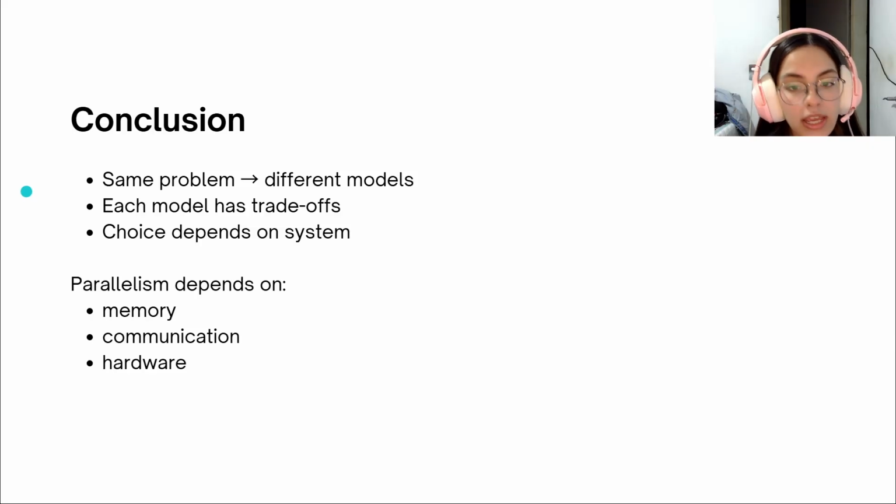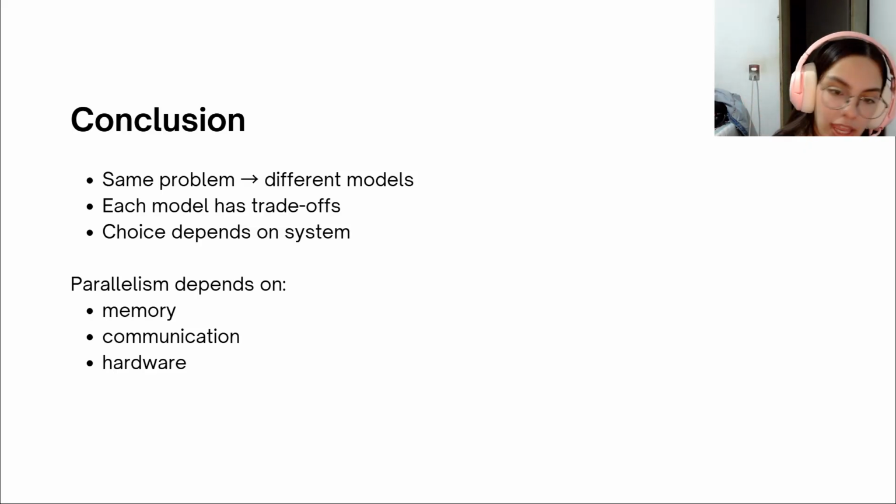So in conclusion, the same problem can be solved using different parallel programming models. Each model has its own trade-offs in terms of performance, complexity, and scalability. The choice of model depends on the available hardware and the requirements of the application. And understanding this difference is essential for designing efficient parallel programs.